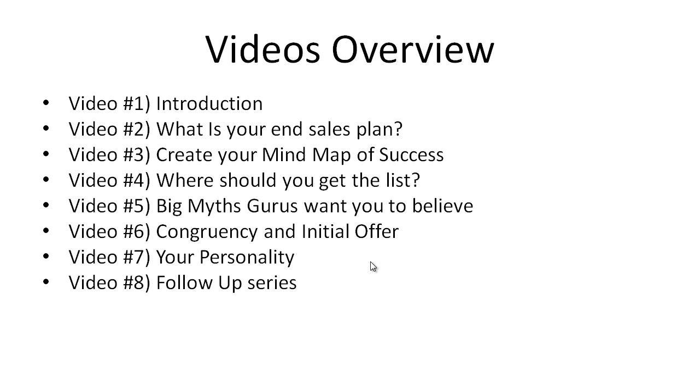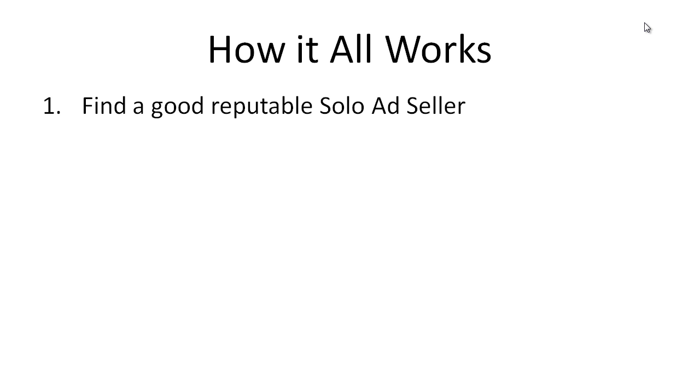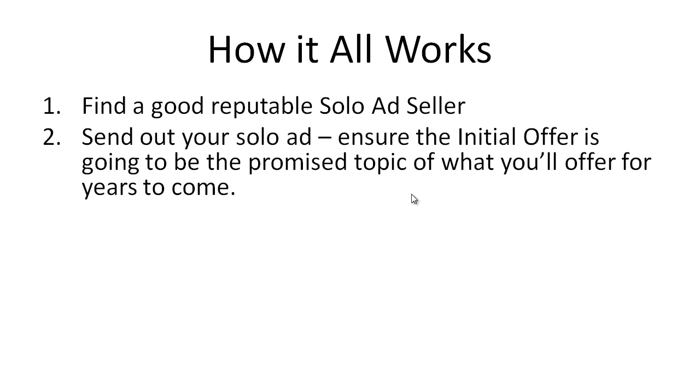Number 8 is follow-up series. That's really important as well. And number 9, how to convert, which is very, very important. So here's how it all works. Basically, we're going to find a good, reputable solo ad seller, and then you're going to send out your solo ad, ensure that your initial offer is going to be the promised topic of what you'll offer for years to come. Now, this is something that most people don't think about, but you're going to add the initial offer, and the initial offer is going to be about the topic, and everything that you promote after that needs to be that same topic, because that's basically the reason why somebody signed up for your list.